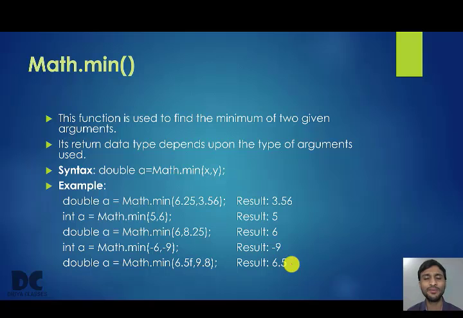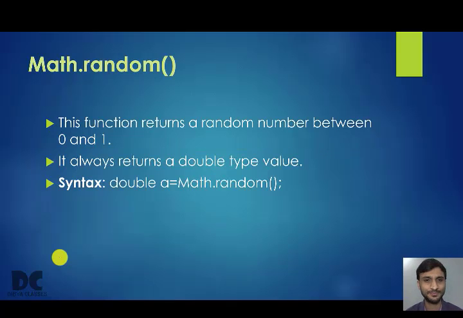Then we have Math.min. So Math.min will give the smaller number between two numbers. So 6.25, 3.56, 3.56 is small. 5 and 6, 5 is small. 6 and 8.25, 6 is small. But see, we are getting the answer 6.0 because mixed mode is there. So we'll get it in real. Then minus 6, minus 9, you will get minus 9 as the smaller. 6.5f and 9.8, you will get 6.5. You will not get f because you are storing in double. So f will get deleted and it will be stored as 6.5. Clear?